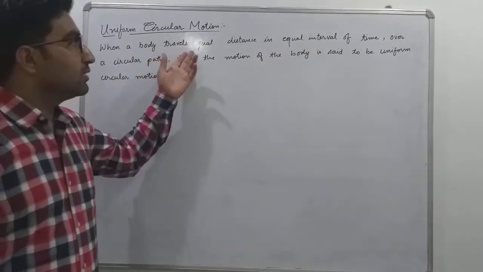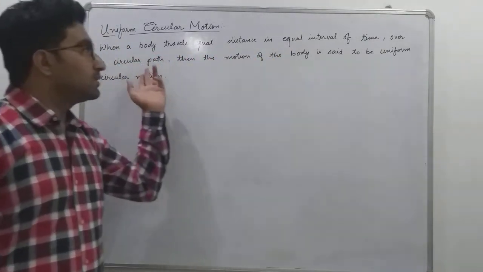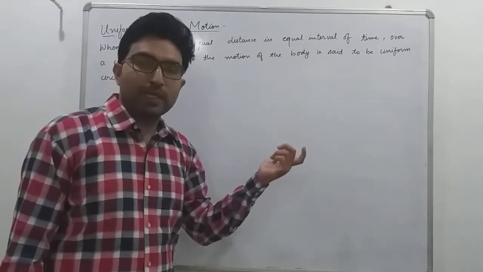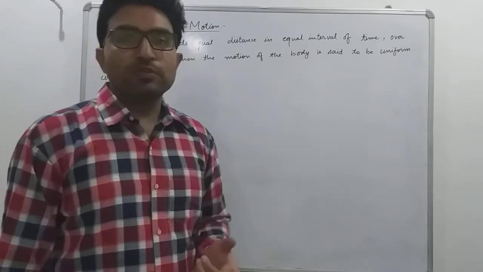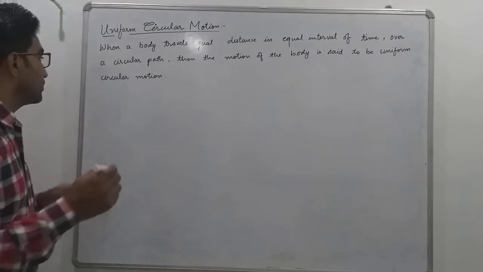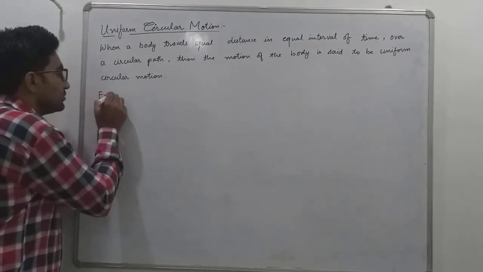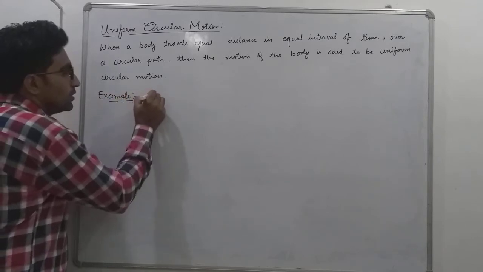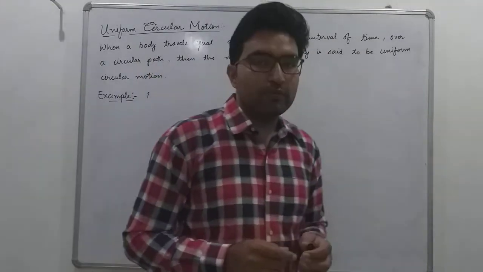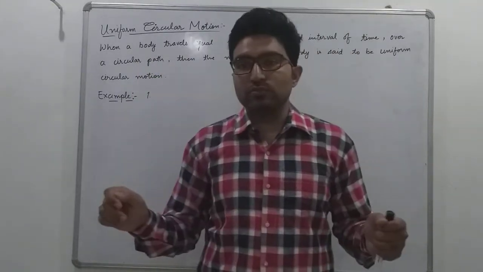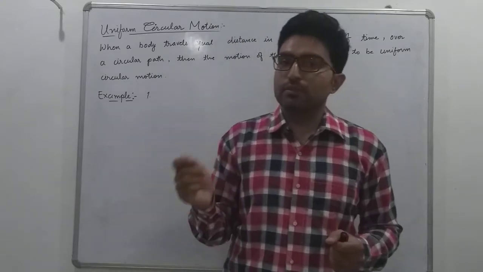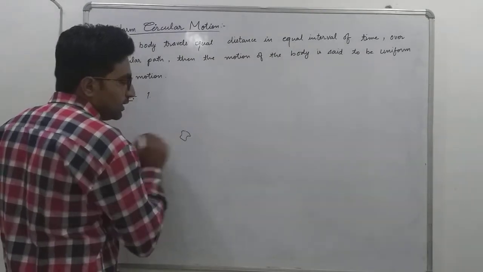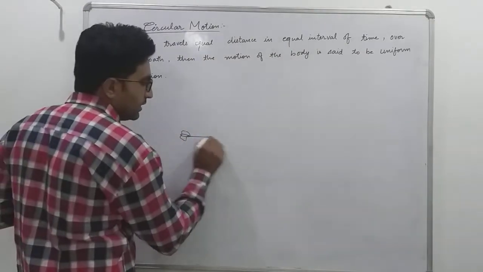When a body travels equal distances in equal intervals of time over a circular path, then the body is said to be in uniform circular motion. Let's take some examples. First example: suppose we have a stone tied with some thread, and we are rotating it on a circular path.